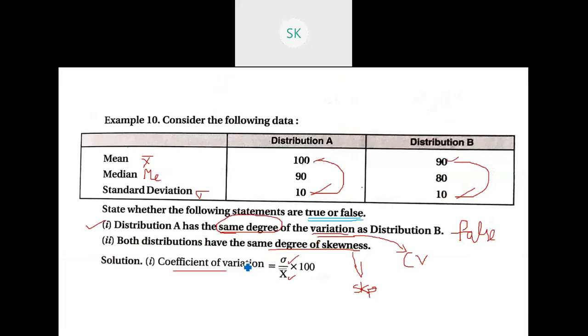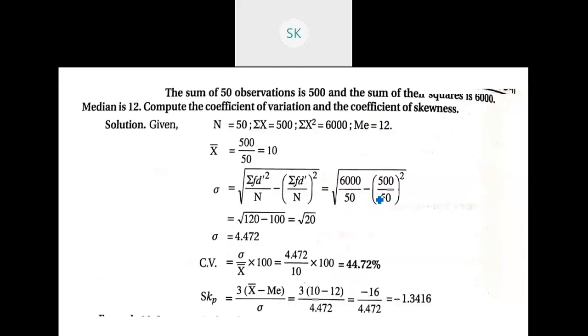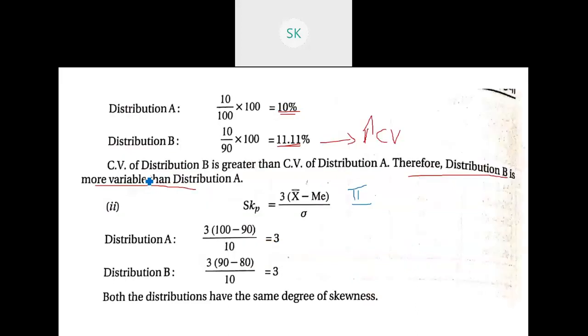For the same degree of skewness, we will have to calculate the Karl Pearson skewness. SKP is equal to, and here we are using the second formula. Why the second formula? Because if you see the question, they have not given us the mode. Mode information is not given to us, so we are using the median. When you are using the median, you are supposed to use the second formula of coefficient of skewness. The second formula is 3 into (x bar minus median) divided by standard deviation.